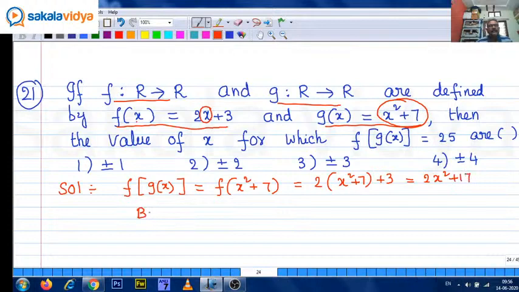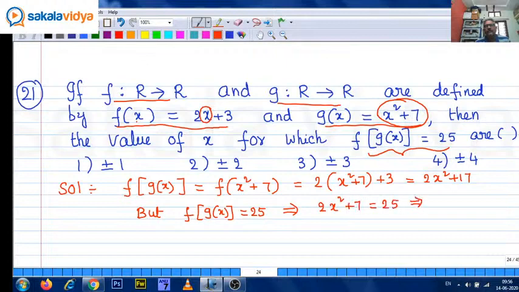But what is given? f of g of x is equal to 25 given. So that implies 2x square plus 7 is equal to 25. 2x square equals 27 minus 7. 20 minus 7 is equal to how much? 18. x square equals 9. x equals square root of 9. That will be plus or minus 3. So the third option is the right option.